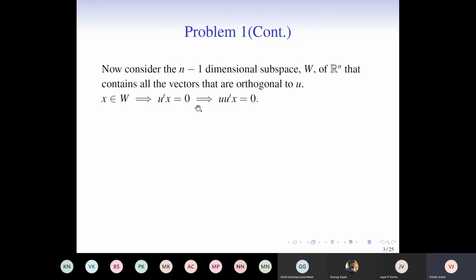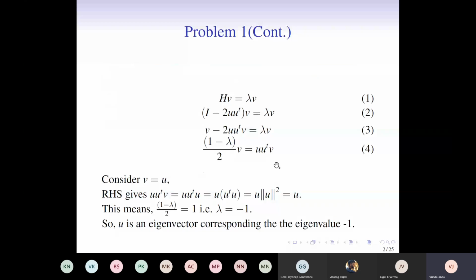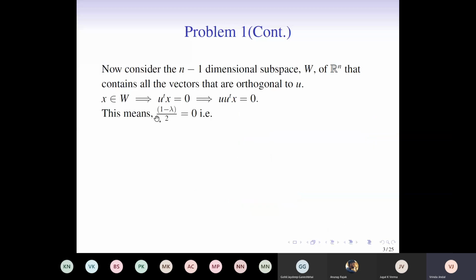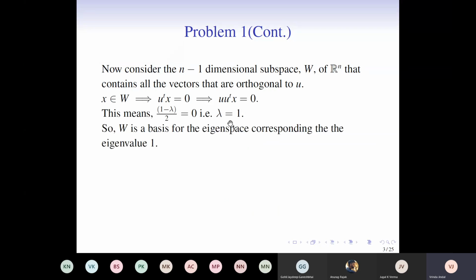So pre-multiply both sides by U, and you get U transpose X equal to 0. And in that equation, equation number 4 here, for any X that belongs to W, we get U transpose X is 0. So this one minus that lambda dash that we were talking about as an eigenvalue of U transpose becomes 0. So 1 minus lambda by 2 becomes 0, which means that lambda is 1. So now any element X in W follows this.